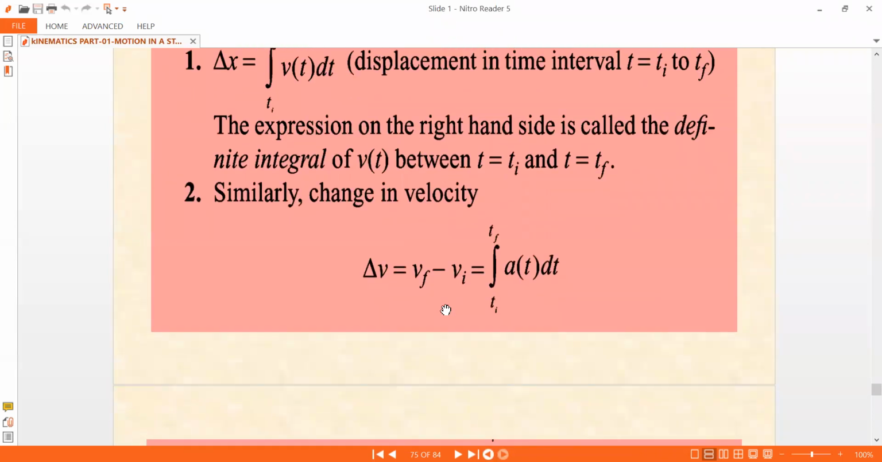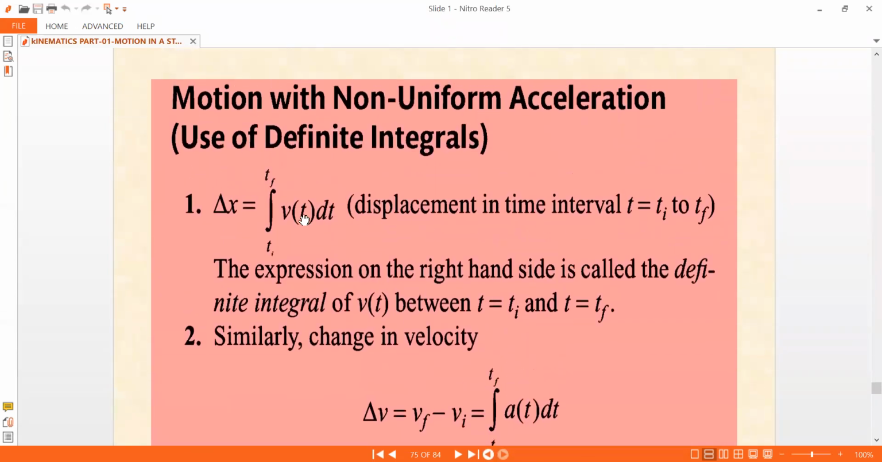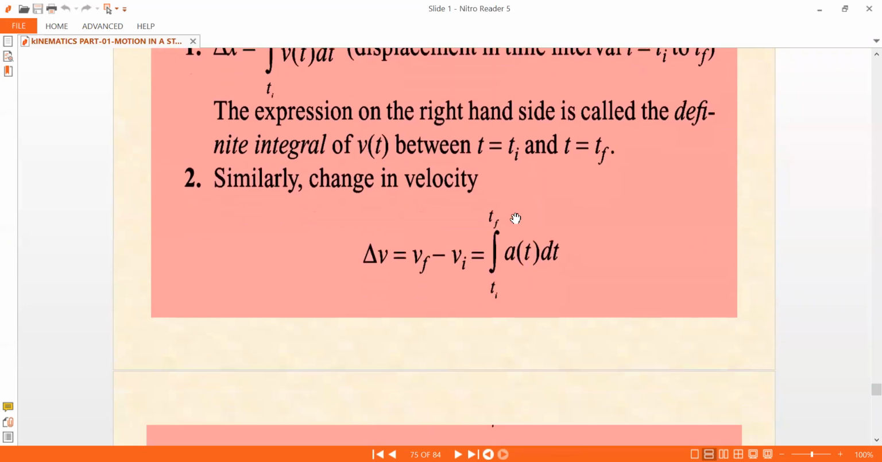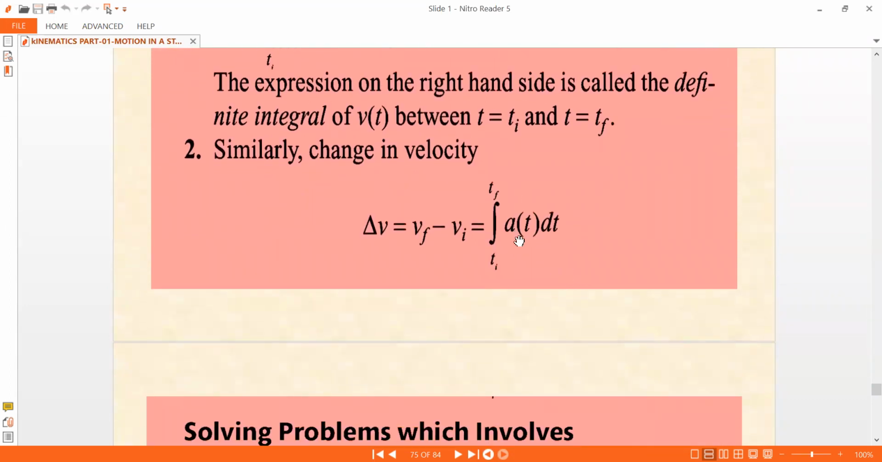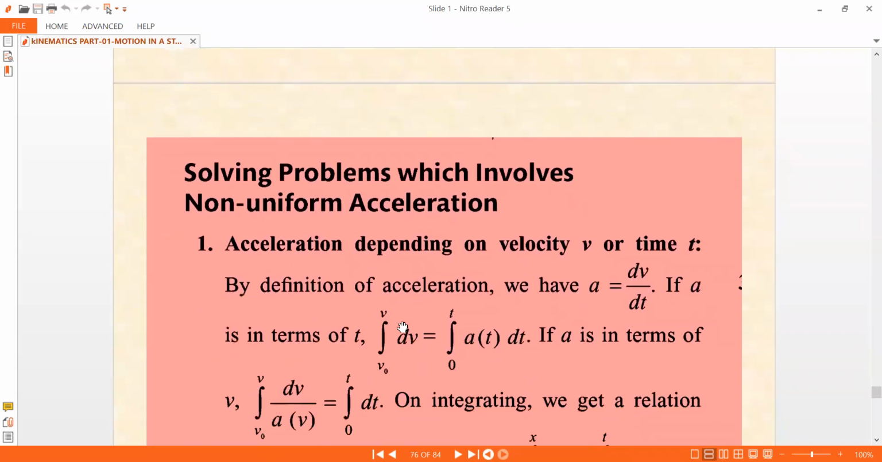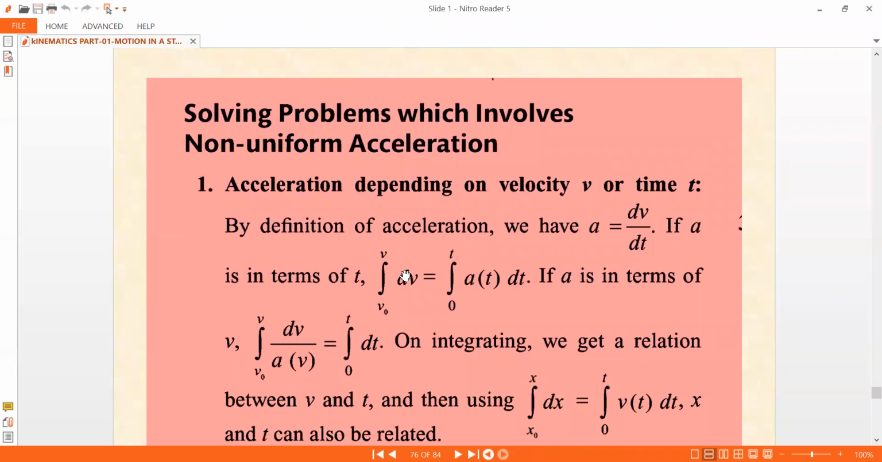This definite integral is nothing but the area under the particular curve. The area under the v-t graph is displacement. The area under the a-t graph, that is the acceleration-time graph, is the change in velocity, right? And these equations are useful for solving problems under non-uniform acceleration.